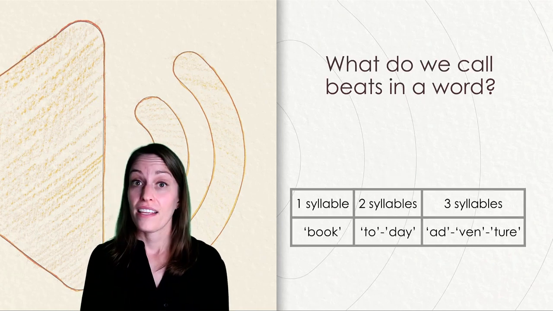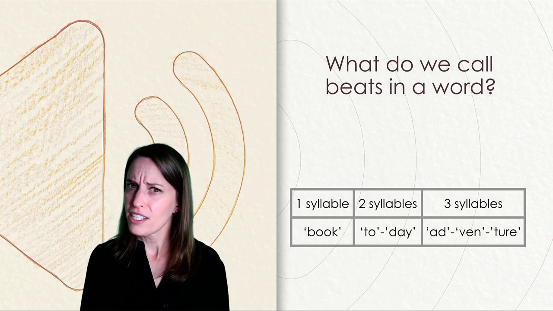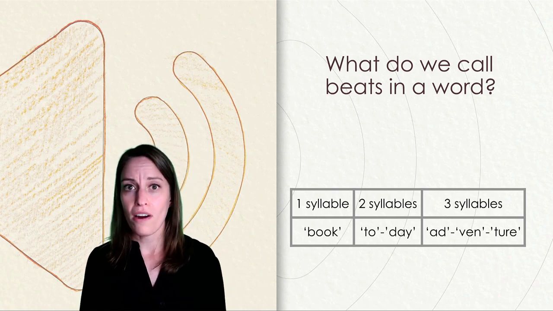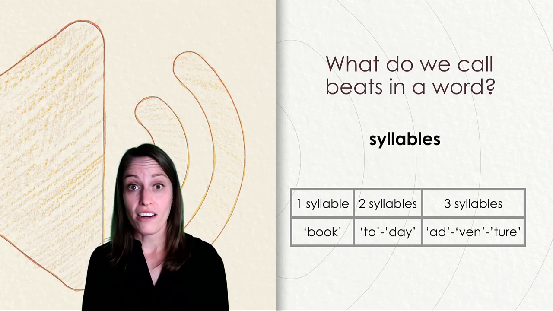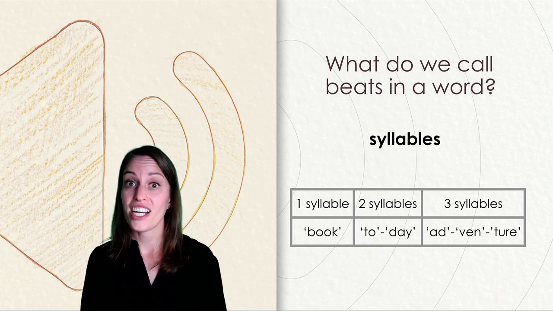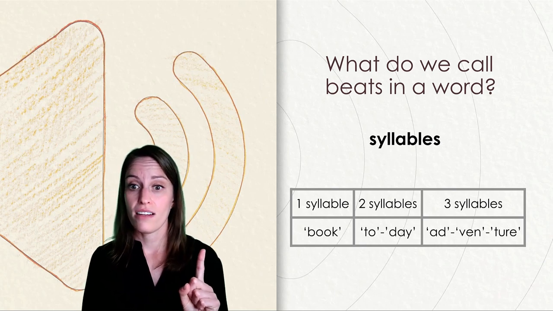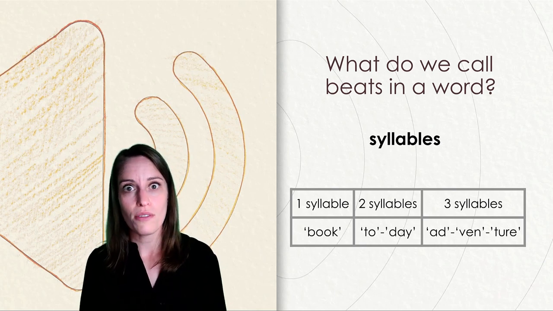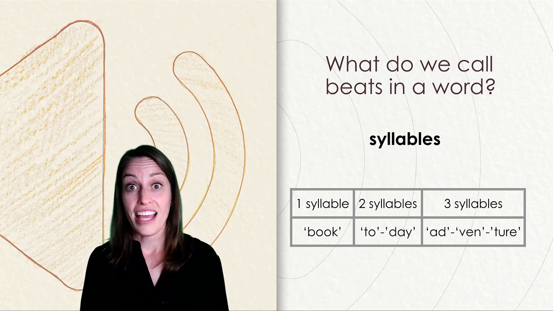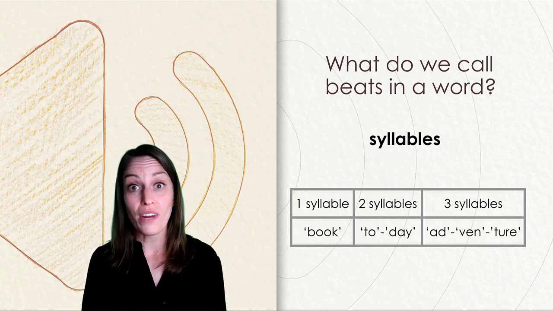Book. Now, what do we call the beats in a word? Syllables. Some words, like book, have just one syllable. Some words, like today, have two syllables. And there are even words with three syllables, like adventure.